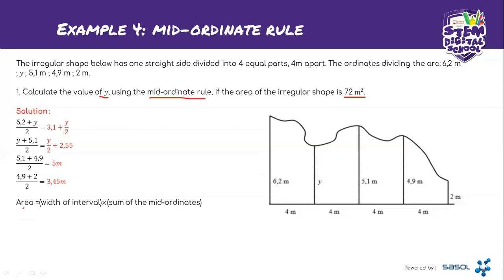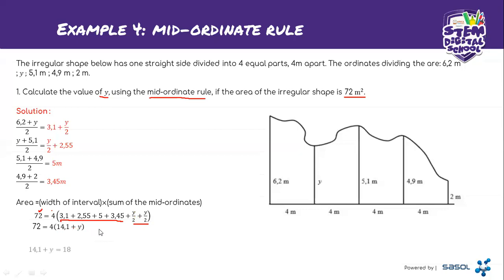And then from there, you write the formula there. But remember, we already have an area, so we just substitute the area, which is 72, and the width of interval is 4. And then you add all the ordinates that we have determined, which is 3,1 plus 2,55 plus 5 plus 3,45, then plus y over 2 plus y over 2. Now you can add this together, and this is going to give us 14,1. Then when we add the y over 2 and y over 2, that is the same as y.